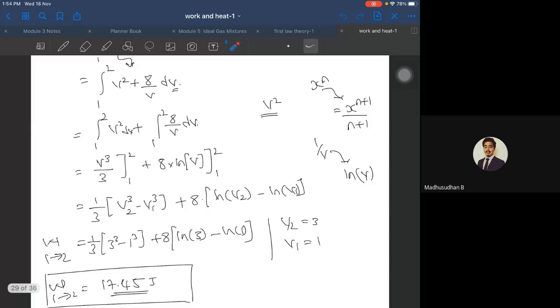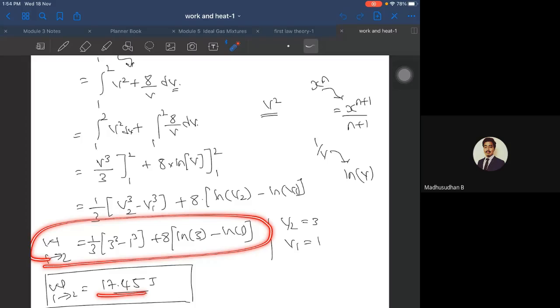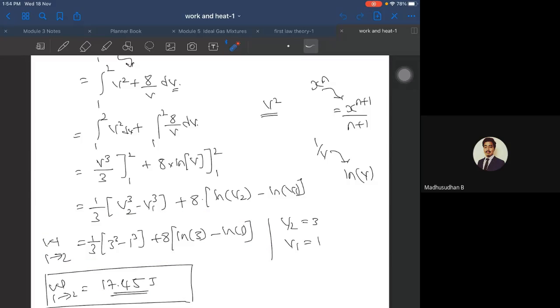Substituting the limits, what happens? 1 by 3 you can take out as a constant. V cube over the limits 1 to 2, so it is V2 cube minus V1 cube. Similarly, 8 is a constant, you can take it outside. It is ln V over the limits 1 to 2, so it is ln V2 minus ln V1. You know the value of V2, that is 3, and the value of V1, that is 1, which is given in the problem. Just substitute the same here, and you can calculate your work done as 17.45 kilojoules. Any doubts in this problem?